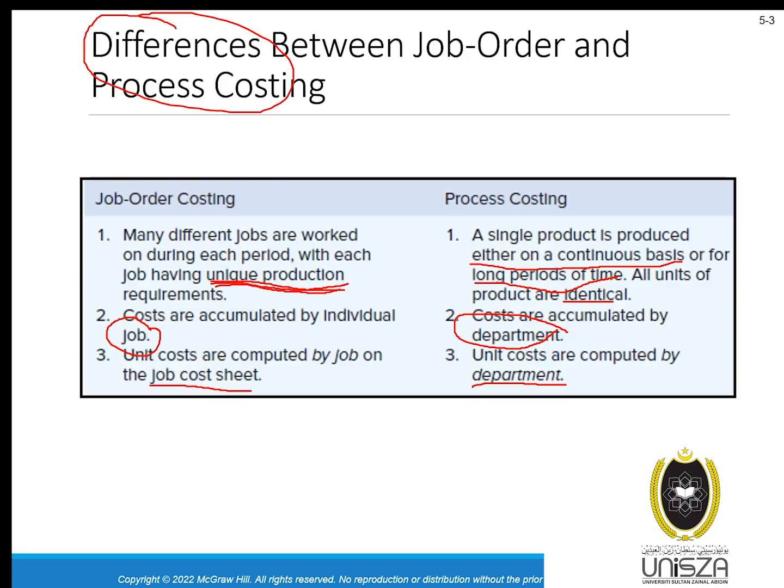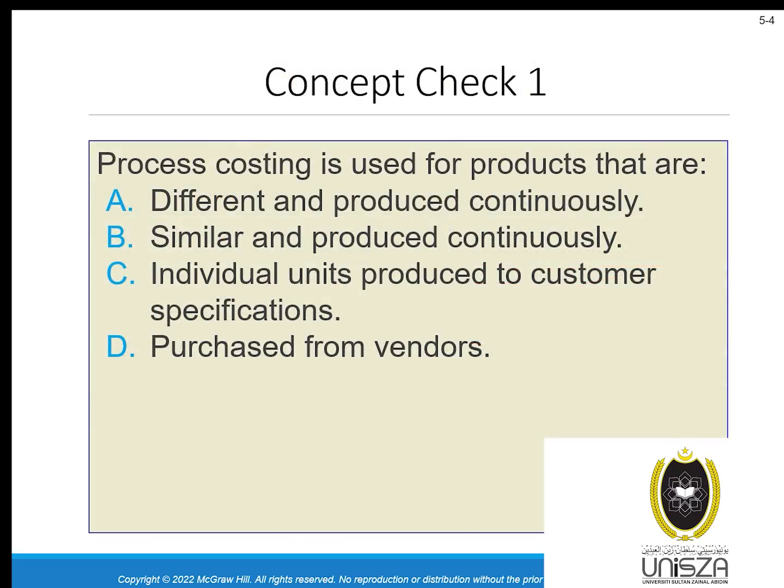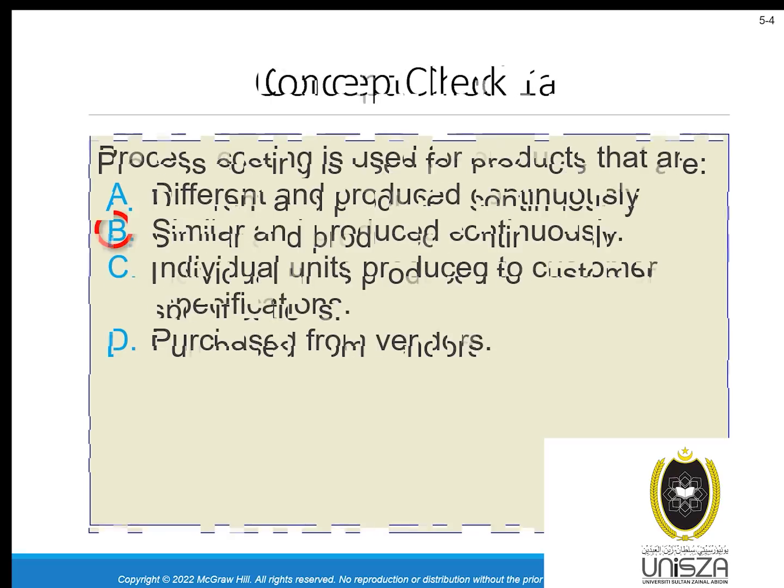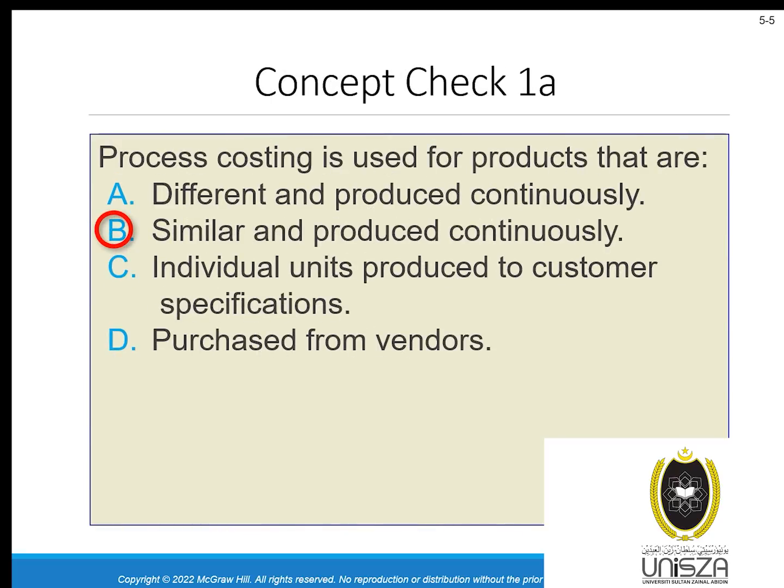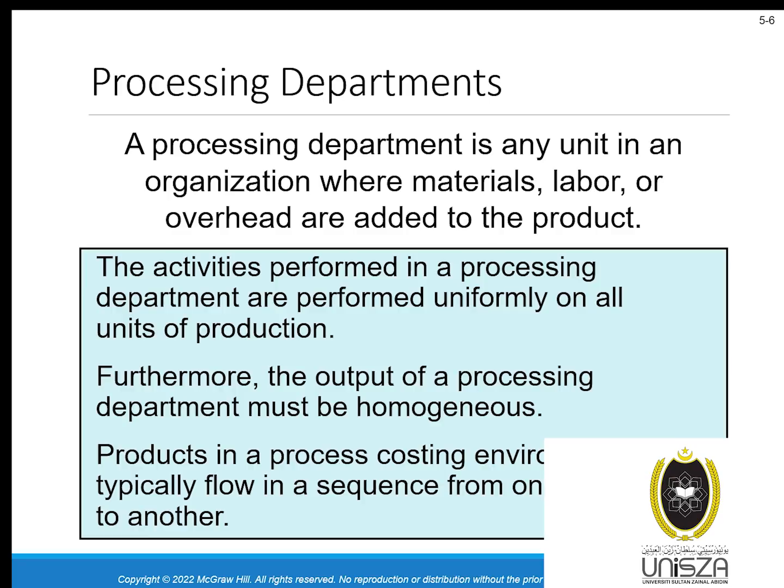Next, concept check 1. Process costing system is used for products that are similar and produced continuously. Processing departments. A processing department is any unit in an organization where materials, labor, or overhead are added to the production.